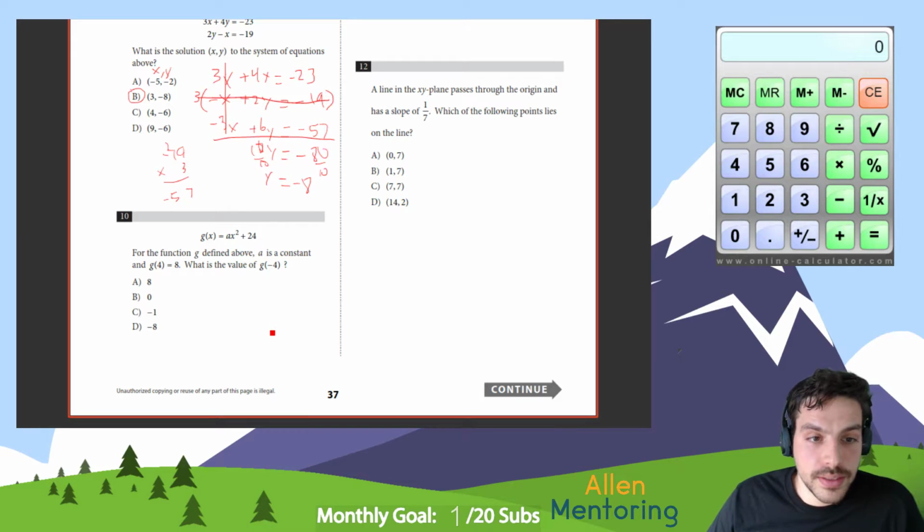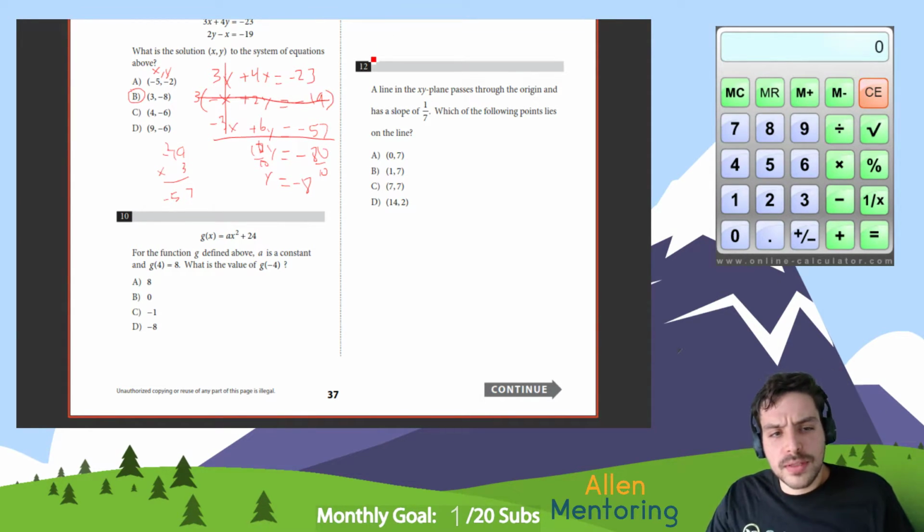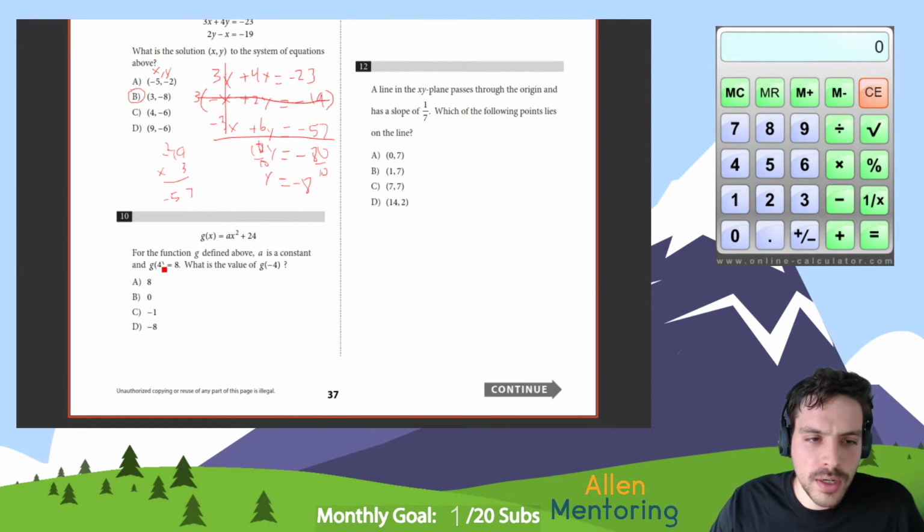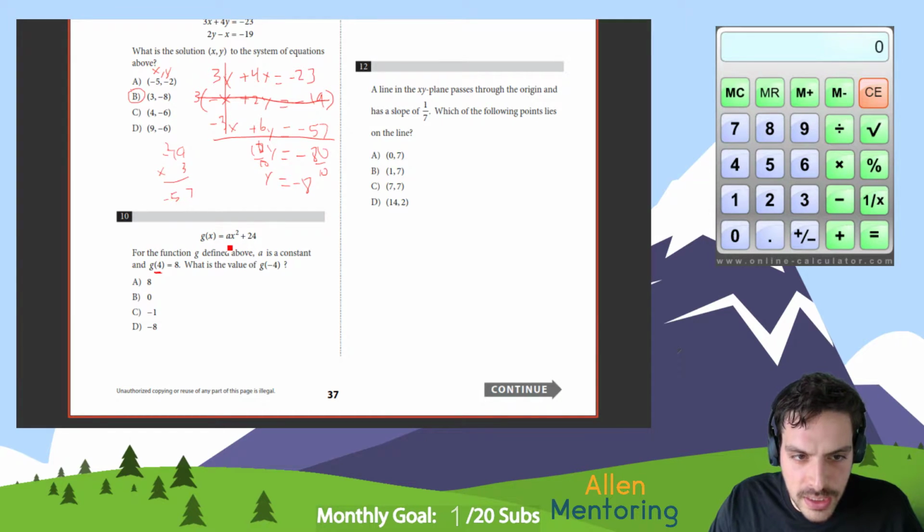a is a constant, and g of 4 is equal to 8. What is the value of g of negative 4? So I've worked with a lot of students on functions, and they get confused when they see this notation. Because we've learned that if you put a letter next to a parentheses, it usually means multiply. No. In this case, g of 4 means that you are inputting 4 into the function g. And the function g is defined here.